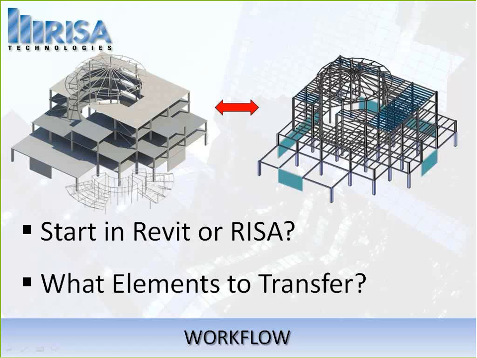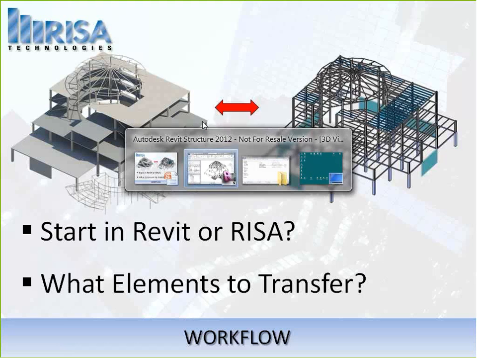The other big question that always comes in is, what elements do I transfer? A lot of folks will instinctually think, okay, I just want to transfer everything from this model to the other model. But there's a lot of extraneous data that is in some cases useless from Revit going into RISA, and in some cases can actually hinder you when you're working in RISA or transferring from RISA back to Revit. So it is important to be very selective about what you transfer back and forth between the programs if you want to get the best usage out of the link.